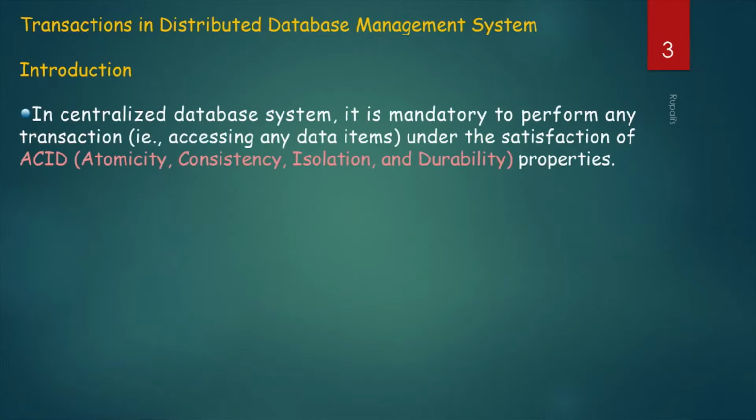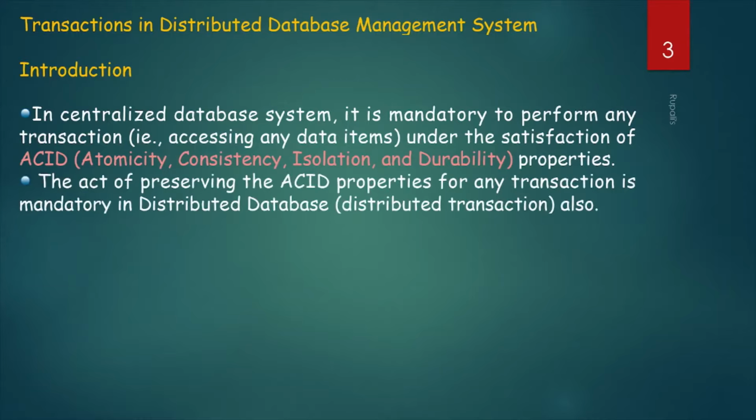In the case of a centralized database system, it is mandatory to perform any transaction under the satisfaction of which property? ACID properties, that is atomicity, consistency, isolation and durability. We already learned. And in the case of a centralized database, it is mandatory. But in the case of a distributed database, yes, preserving the ACID properties for any transaction is also mandatory here.